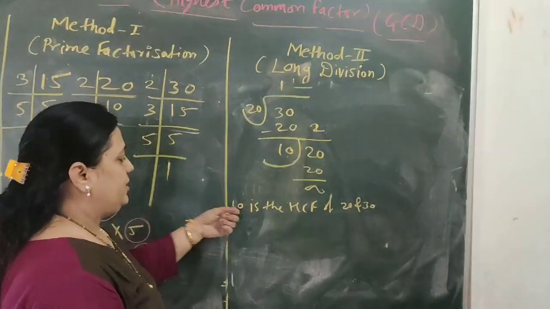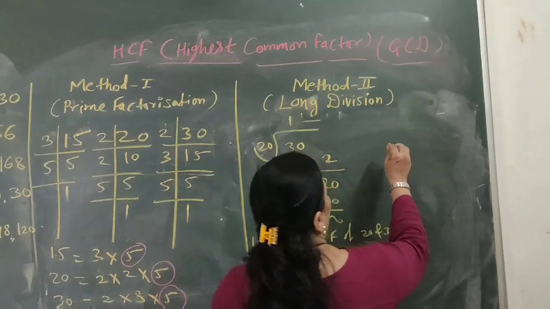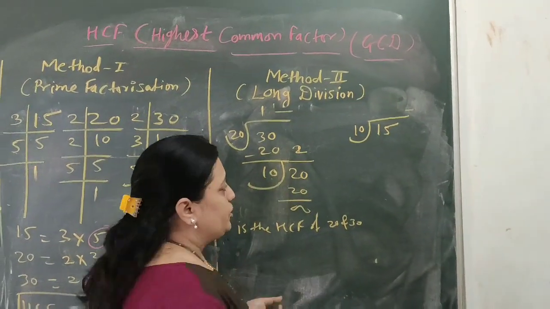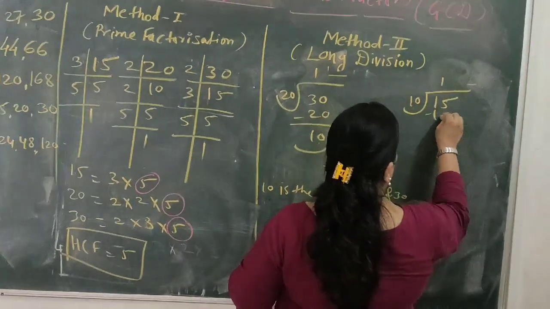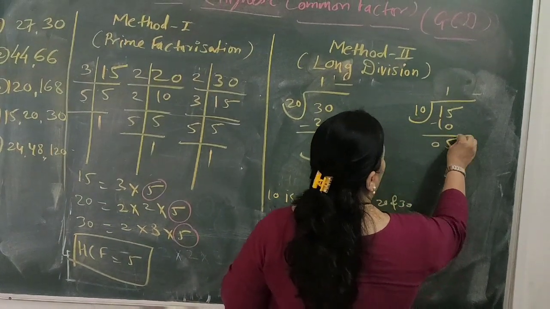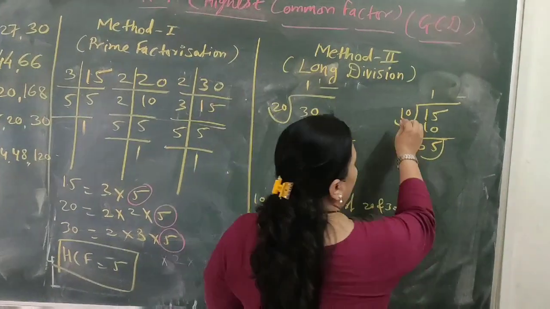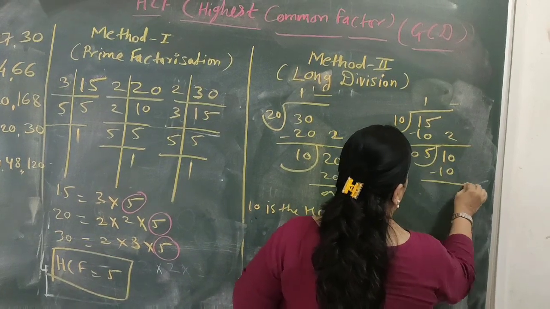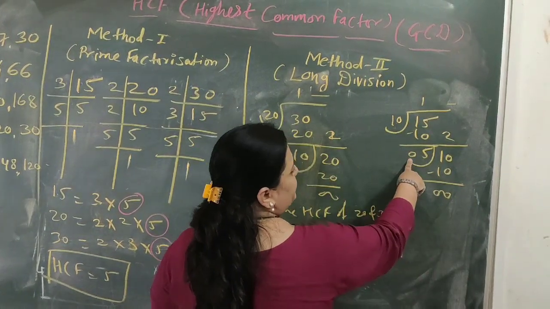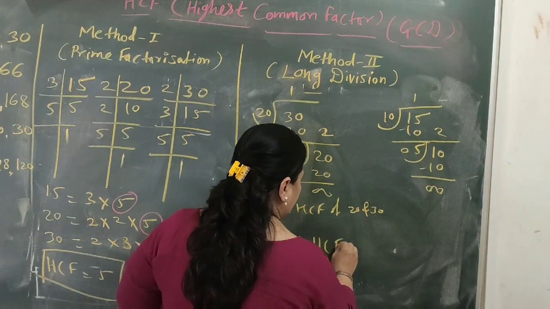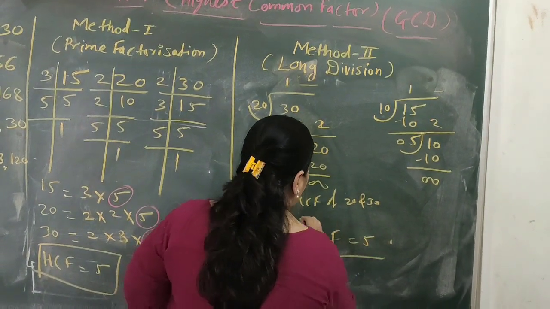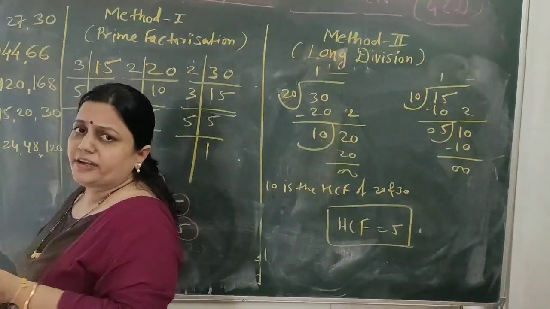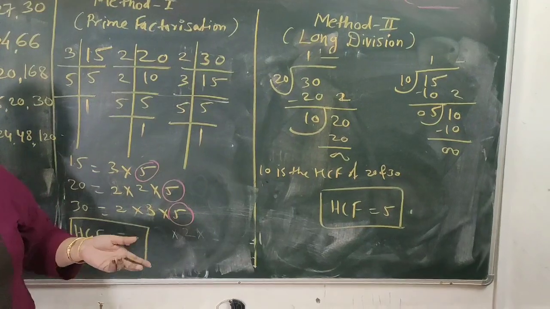Now we have to take 10 and the remaining number, 15. So in 10 and 15, 10 is the small number, 15 is the bigger number. So we will divide by 10. 10 1s are 10, 5 remains. So the remainder will become the new divisor, and the old divisor will become the new dividend. 5 2s are 10. Okay, so the last divisor is 5. So SCF is equal to 5. So any two numbers you can take and you can do it. 15 and 30 also you can take, and afterwards you can take 20 also.